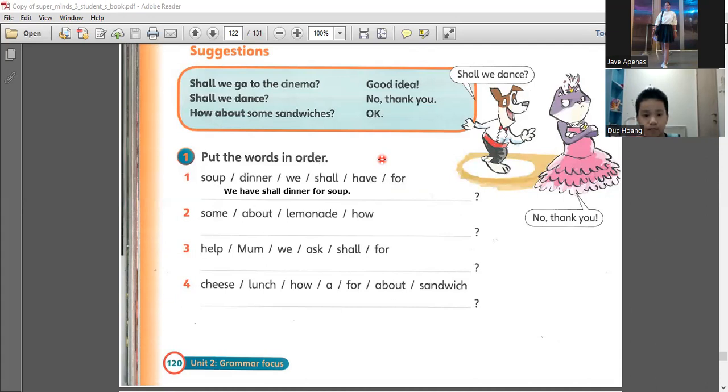Okay, so you said we have shall dinner for soup. Oh, that is a sentence, okay? But here we're gonna make a question. So, just like the question above, you can try to follow that one, okay? Okay, so can you change your answer? Yeah, what should be the first word? Can you try to change it? That is not correct.